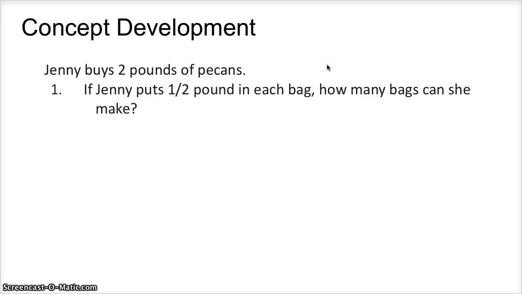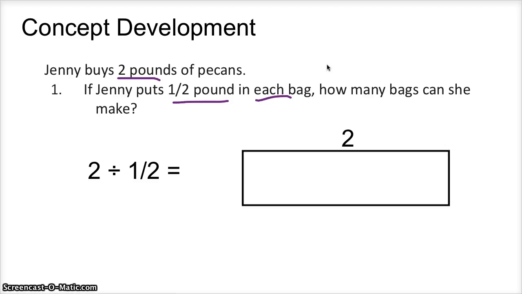What if she only puts half a pound in each bag? How many bags can she make? So I want you to think about, first of all, the same numbers are there. So here's my number sentence, but that doesn't do you a whole lot of good if it really doesn't make sense to you. So can we draw a picture to represent this? Yes, we can. Here's my 2 pounds that she's starting with. So this box represents 2 pounds of pecans, and I'm putting a half a pound in each bag.